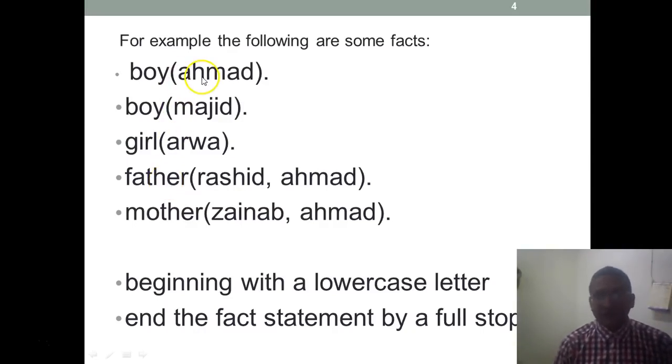Now, while writing the facts in PROLOG, we have to keep in mind certain rules. The first rule is to begin with a lowercase letter. That is, when you write a fact, the first letter should always be in lowercase. The other important point to keep in mind is to end the fact statement with a full stop. So every fact should be terminated by a full stop.